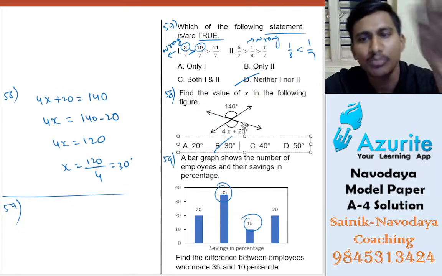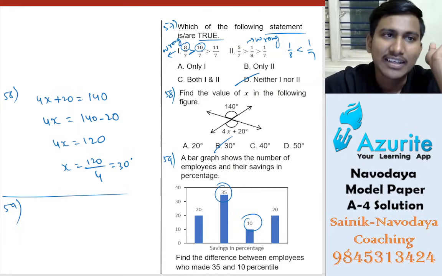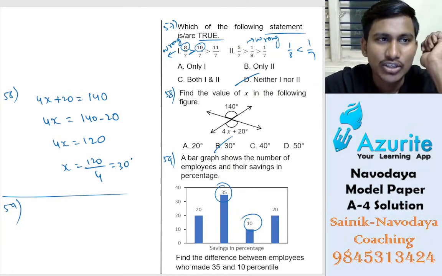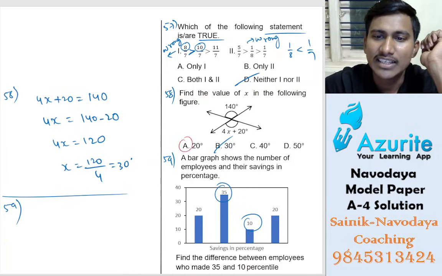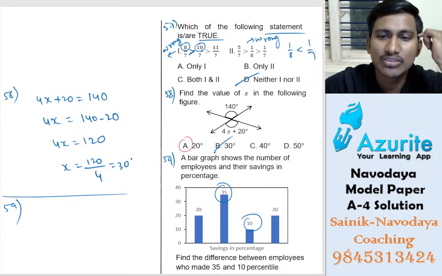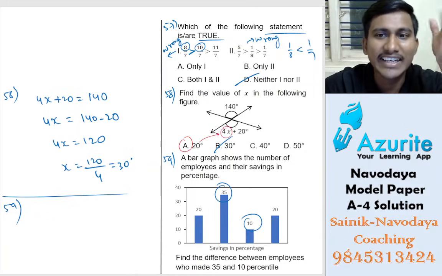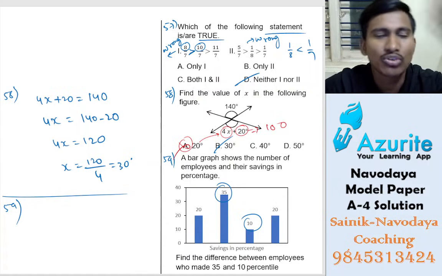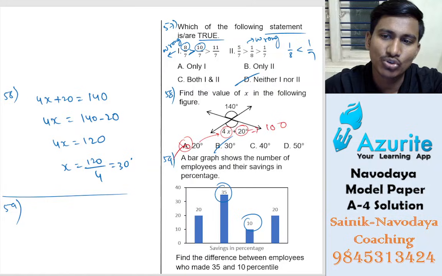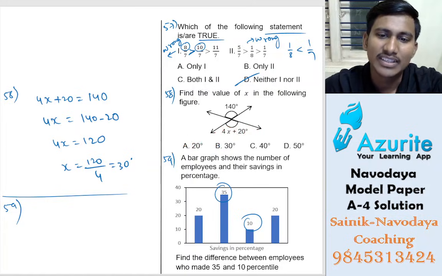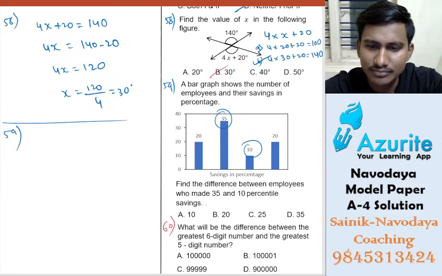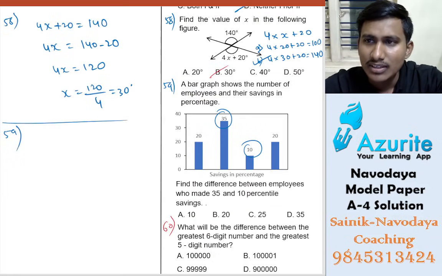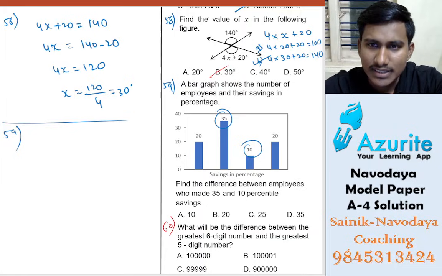Or you can go with the options. That is, you multiply and find the answer here. If you take option A, 4x plus 20 is how much? 4x means 4 into 20. 4 20s are 80. 80 plus 20 is 100 it will come. That is why it is not the answer. If you take 30, it will come 140, then it will be the answer. You can go both ways. Understand? Yes? Okay. Sir, option C, 35. Okay, yes.